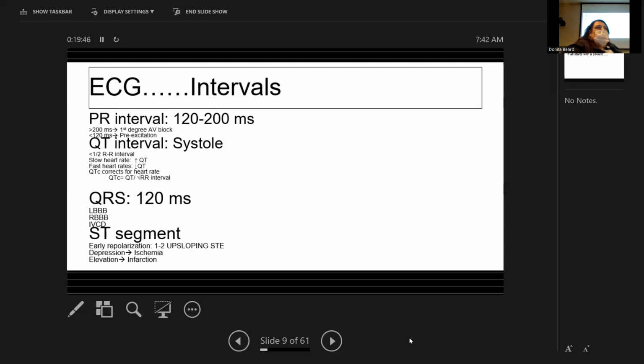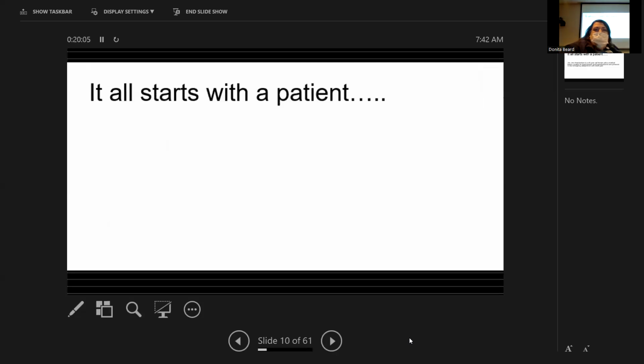And so you can get early repolarization. They'll talk about J point ST elevation, which is really where it's very curved and upright. That can occur in pericarditis. It can also occur normally in young people. ST depression is usually a marker of ischemia, ST elevation, infarction. Like I said, we'll go through that.